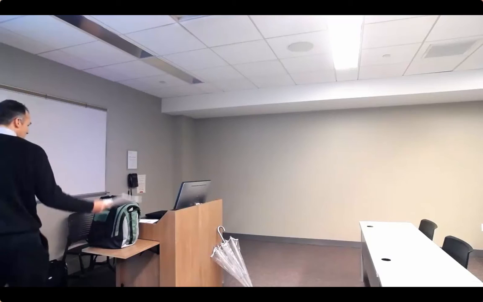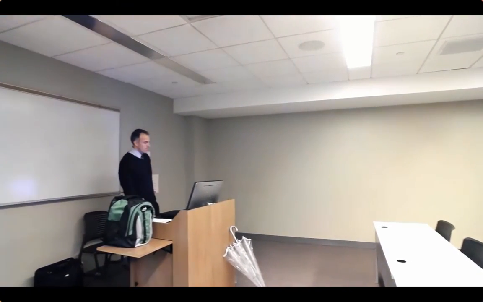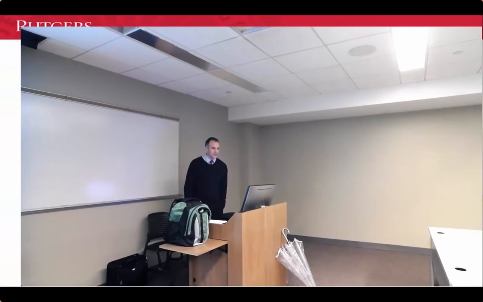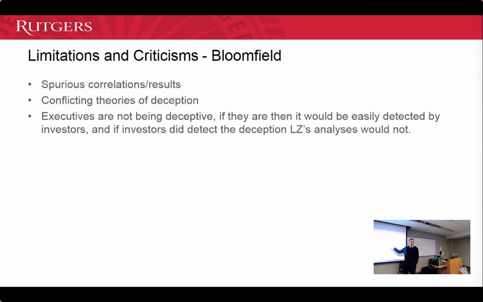Anyway, that was one of the criticisms in the next paper. I think you guys probably saw. Spurious correlations. So when you run that many tests, you're going to get spurious correlations. If you Google spurious correlations, you'll get all kinds of funny results.